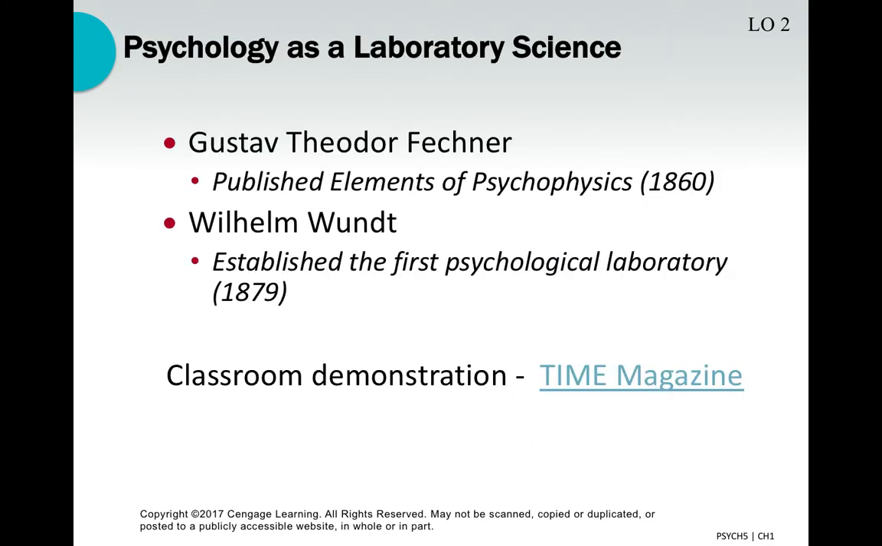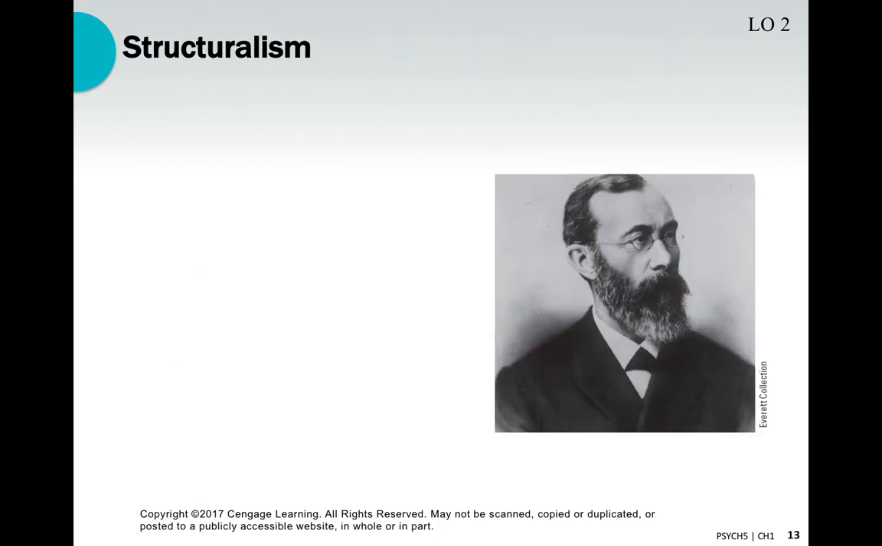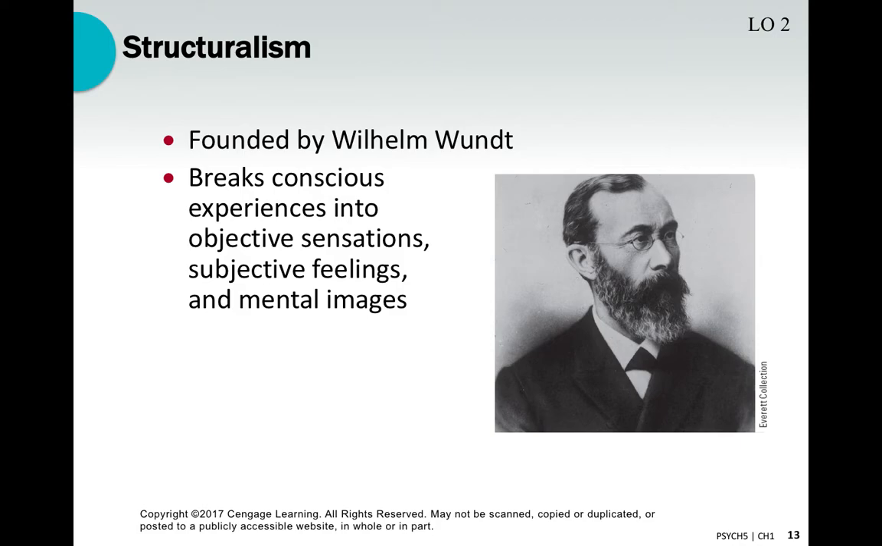So now I'm switching slides. We're going to start looking at some of the early perspectives in psychology, some of these theoretical perspectives that helped shape psychology. The first one is structuralism, and it's founded by Wilhelm Wundt, who I discussed on the previous slide. There's a picture of Mr. Wundt on the right-hand side. The idea was looking at the basic structures of the mind. We want to break the conscious experience of being human into objective sensations, subjective feelings, and mental images.